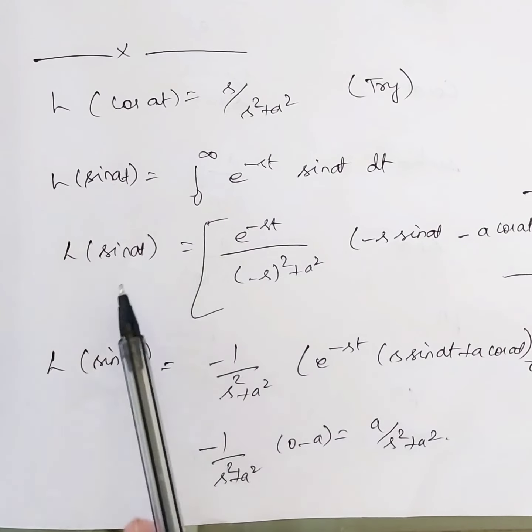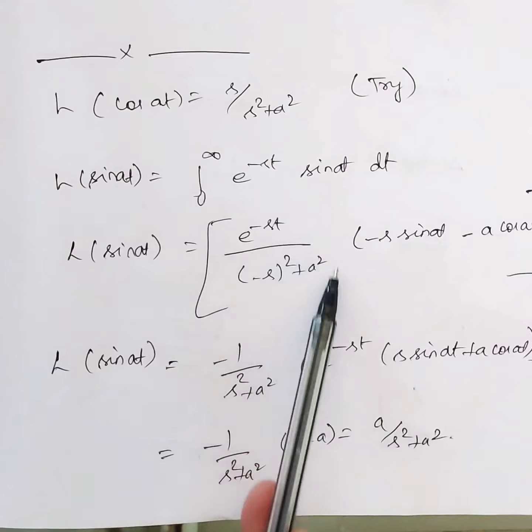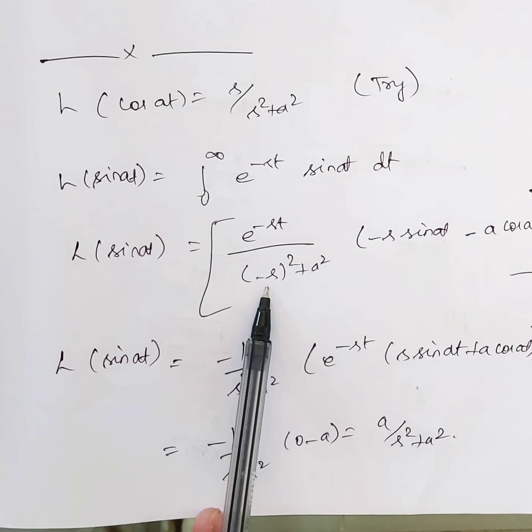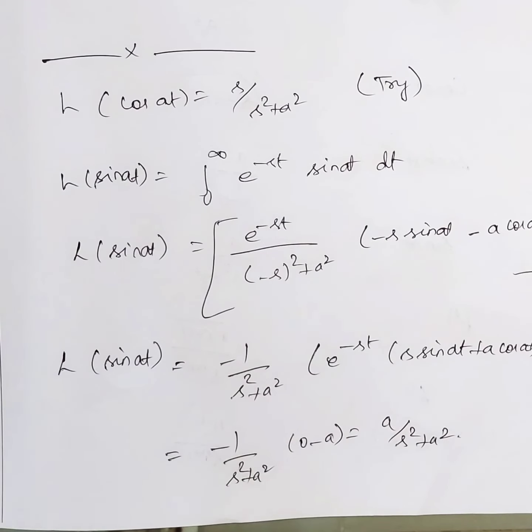And see in this formula, whether it's e power at sin bt or cos bt, the denominator is going to be the same, s square plus a square. Okay, so Laplace of cos at is nothing but s by s square plus a square. You can solve it on your own.